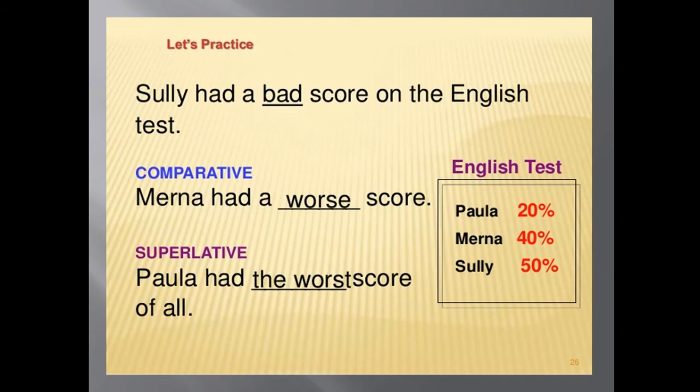Sully had a bad score on the English test, as you can see. Myrna had a worse score. Paula had the worst score of all.